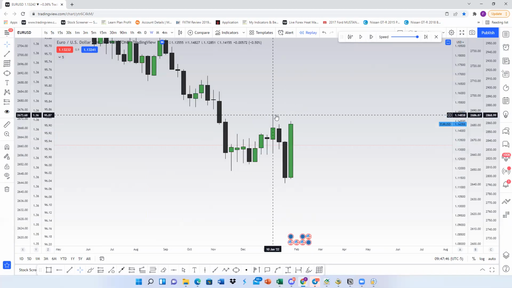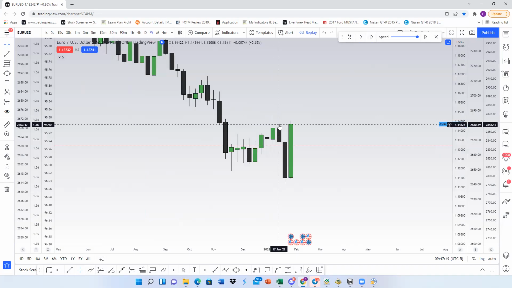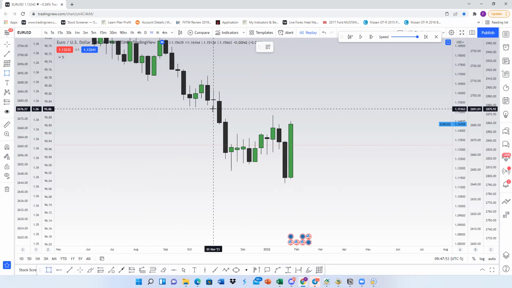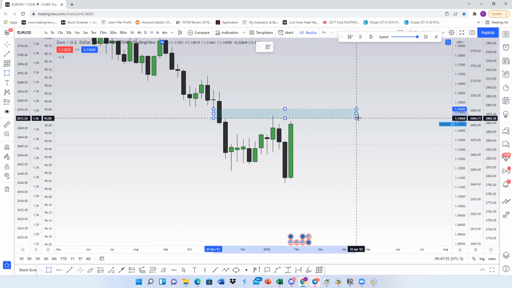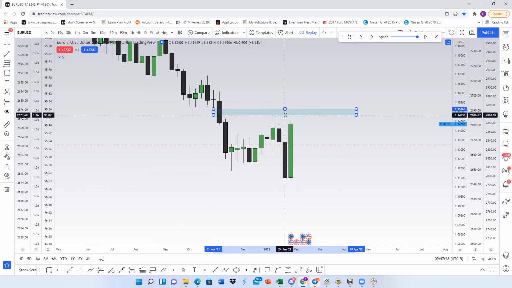What's this? Do we have an imbalance here? No. Where's the next imbalance? Here. So fill this up. So this is the remainder, right? Like that.